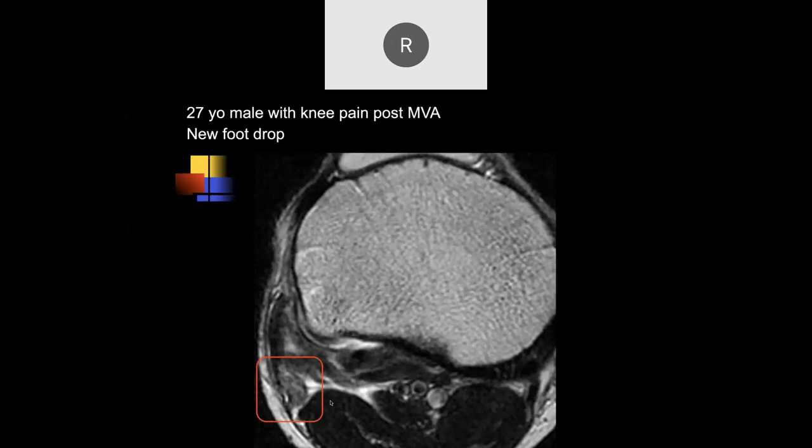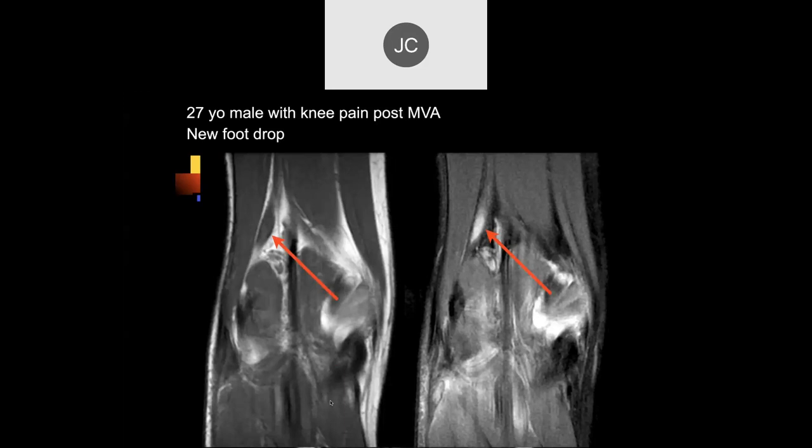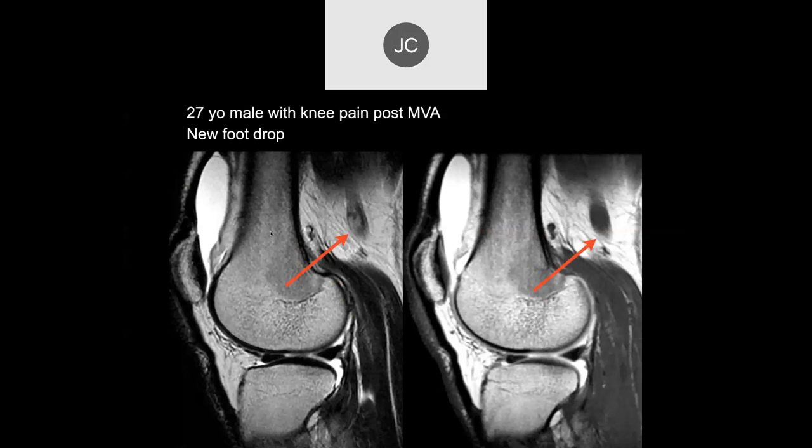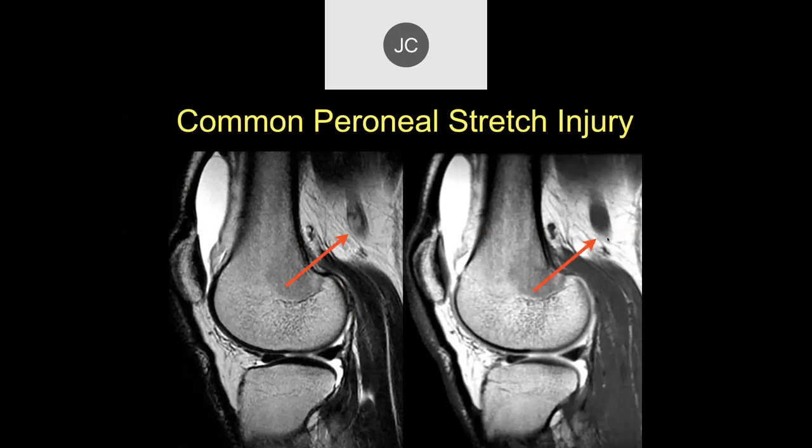Right. And then if we go to the coronal images here, we can see that there is a thickening, kind of bulbous thickening with edema in the distal aspect of the common peroneal nerve there. And then you can follow it here. And what this was, was a stretch injury of the common peroneal nerve.